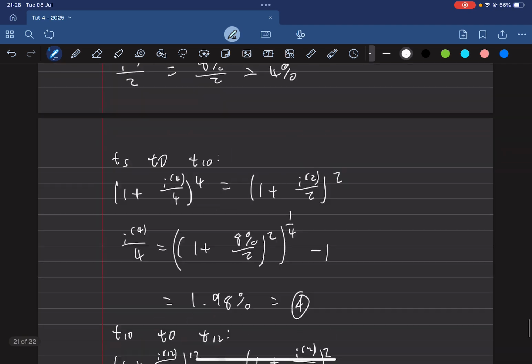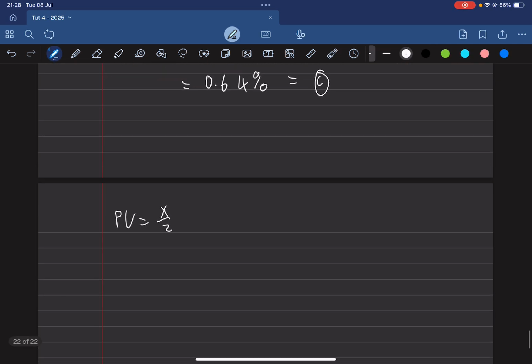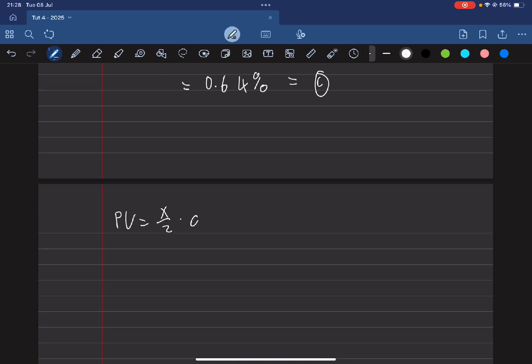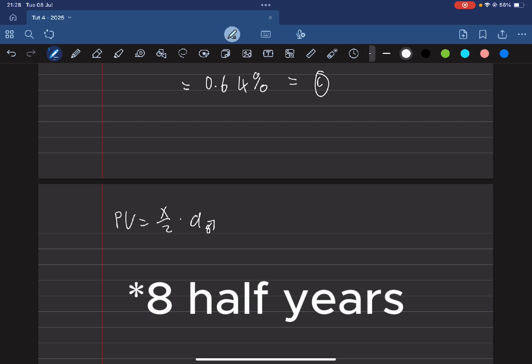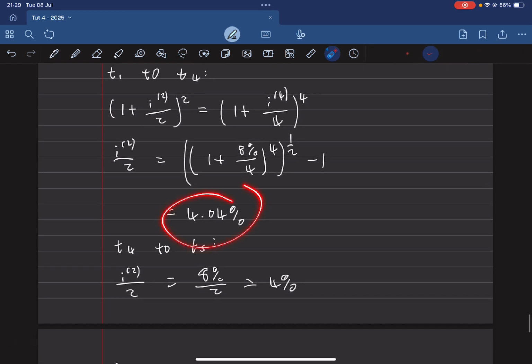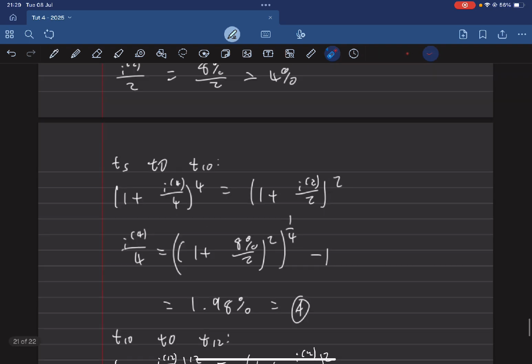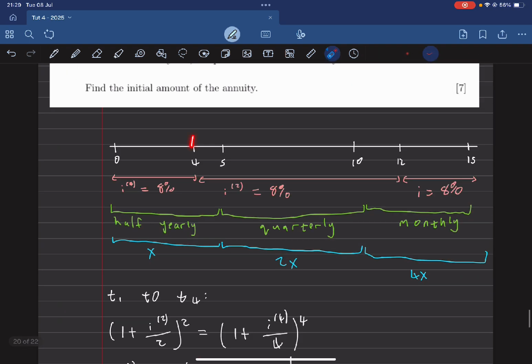x over 2. And then we're going to have an annuity. It's a half yearly annuity, but it's 4 years. So that means there are 8 half years in 4 years. So it's going to be times a present value annuity for 8 periods. And it's going to be at that interest rate which we worked out for time 0 to 4, which was 4.04%.